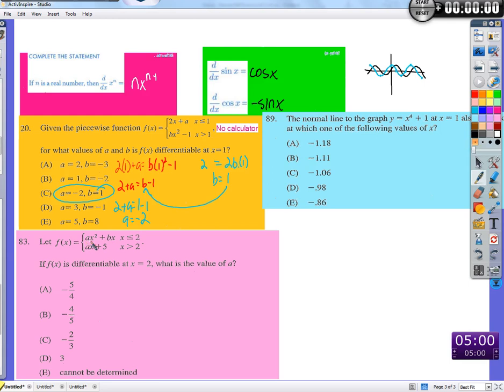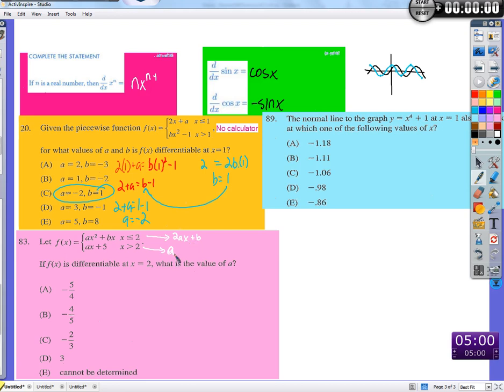Sure, so let's take the derivative of this first function. 2ax plus b. The derivative of 2x would be 2, the derivative of 5x would be 5, so the derivative of b is just going to be whatever b is, a constant. We're not going to take the derivative of the derivative for this problem. So then the derivative of this guy is going to be a plus nothing, right? The derivative of 5 is 0.